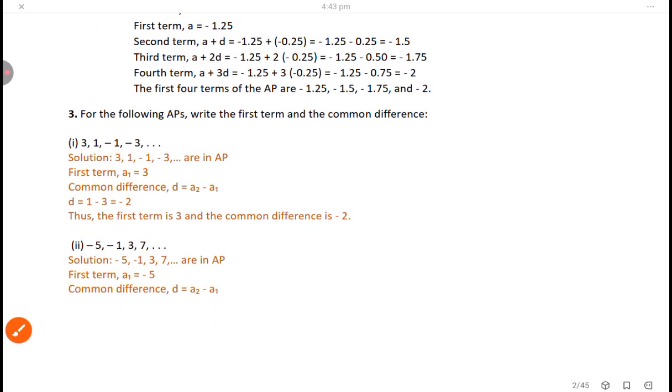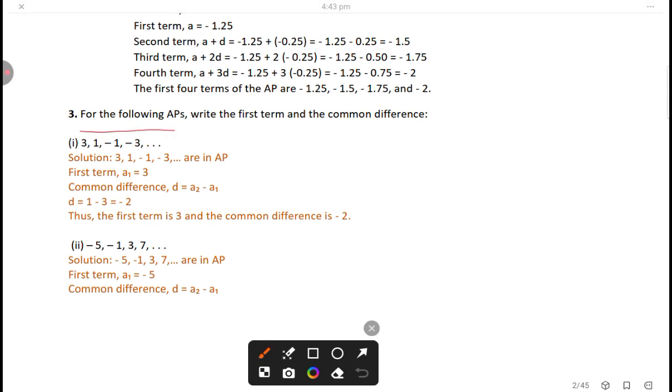Then another question. For the following arithmetic progressions, write the first term and common difference. Here the question is given as 3, 1, minus 1, minus 3. So they are in AP. That means A is equal to 3 and common difference d is equal to minus 2. So you have to write the difference and the first term. Here also minus 5, minus 1, 3, 7. A is minus 1, the first term. Difference is A2 minus A1.